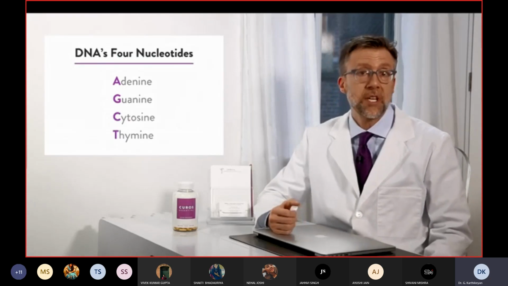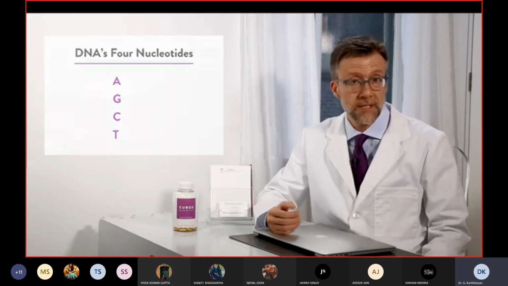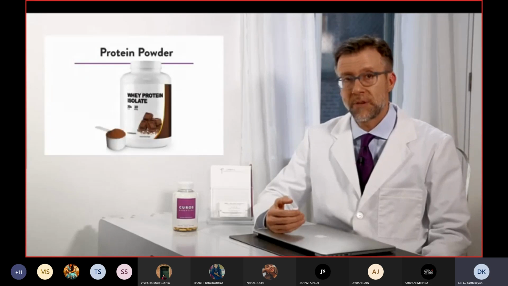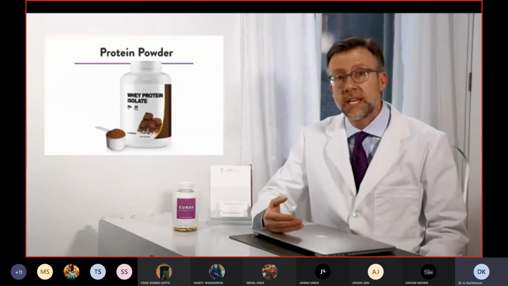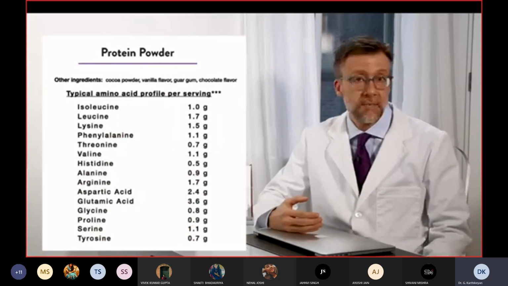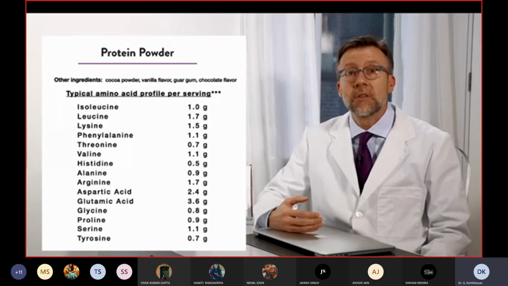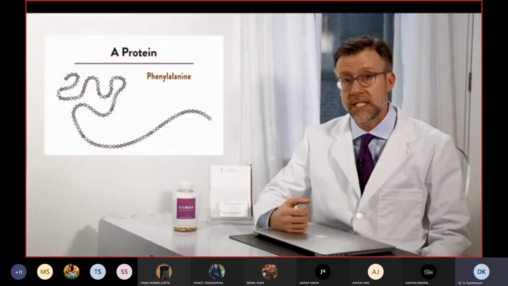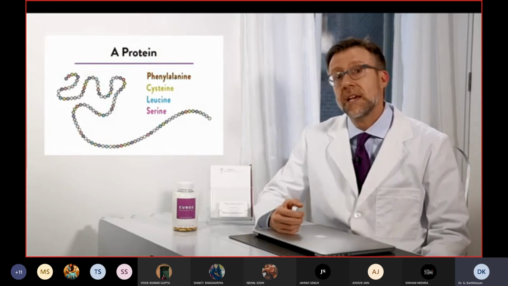How does DNA use just those 4 nucleotides to code for thousands of different proteins? The answer is in your protein shake that you probably had when you got up this morning. If you look at your protein shake, what do you see on the label? Well, you see a long list of amino acids: leucine, isoleucine, valine, methionine. There are 20 different amino acids. Proteins are just long chains of amino acids strung together in various combinations.